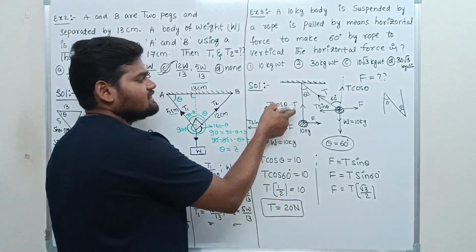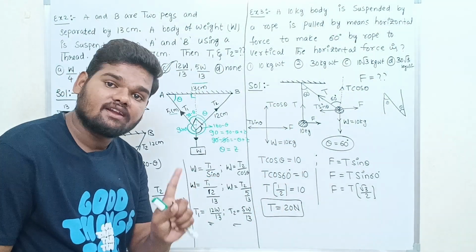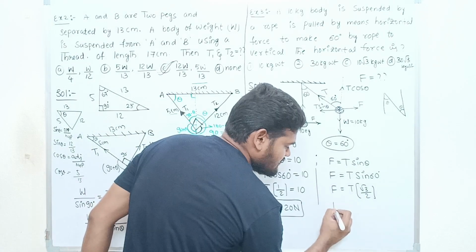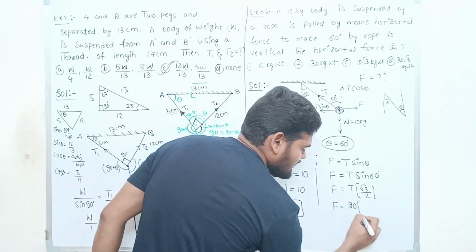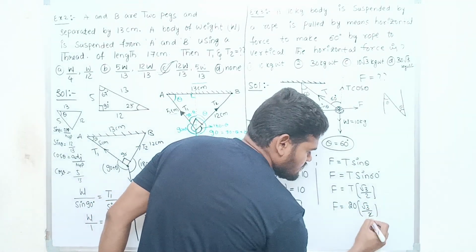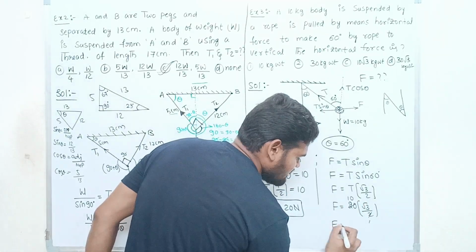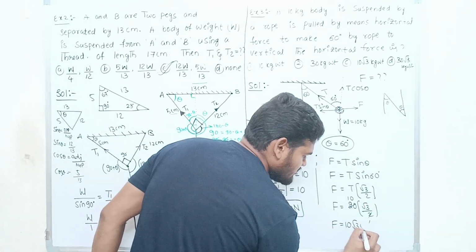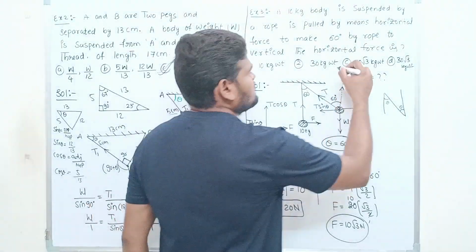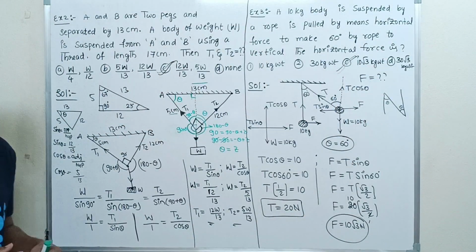So the tension in the string is equal to how much? 20 newtons. Just substitute the T value here. Capital F is equal to 20 into root 3 by 2. So 2 ones are 2, 2 tens are 20. Then capital F is equal to, we got, 10 root 3 newtons. So option C is the correct option.